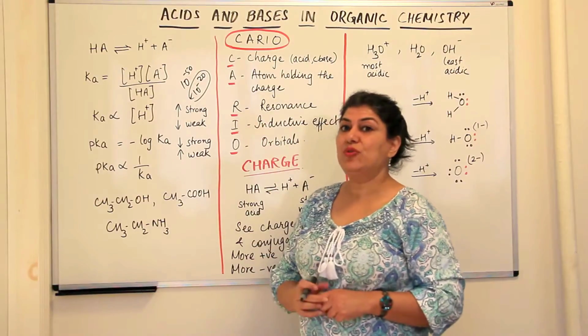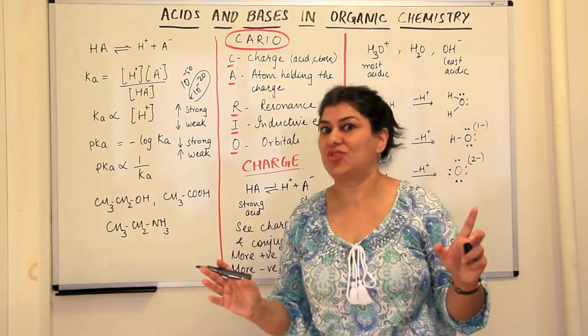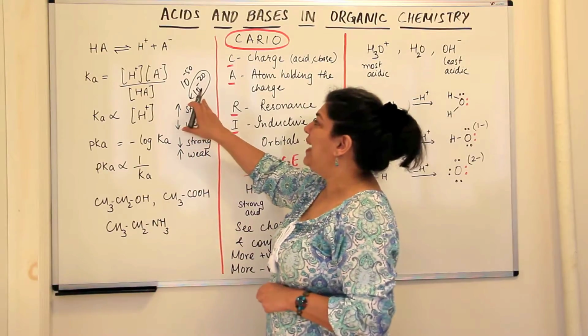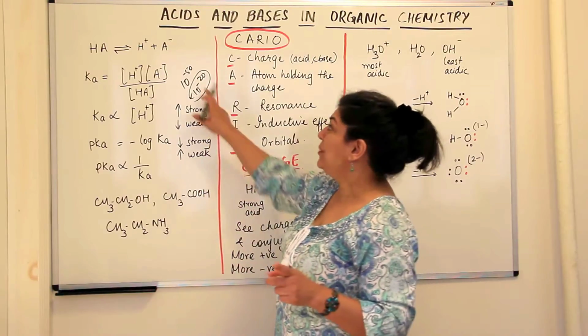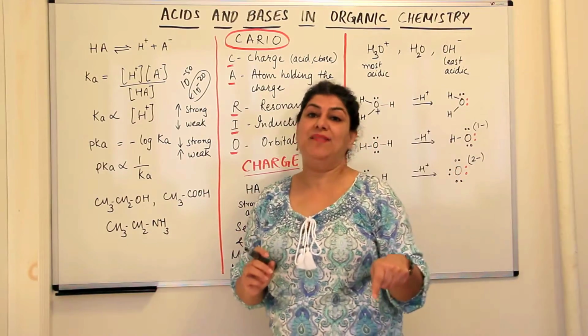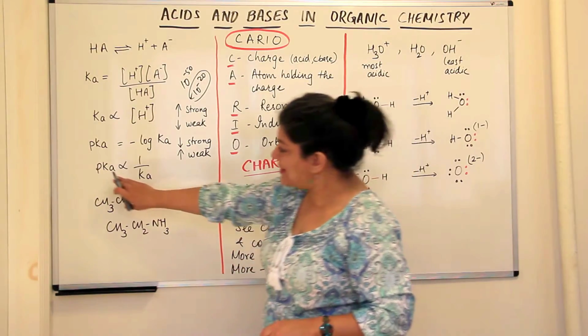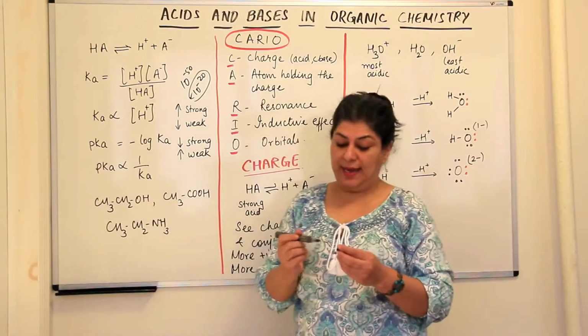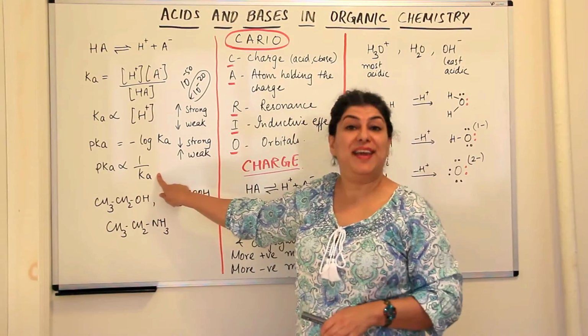But the pKa values of these two would be 50 and 20. So the stronger acid remains the stronger acid. The pKa value of this is smaller, that is 20, and the pKa value of this is 50. So the one which has the smaller pKa value would actually be the stronger acid. So we say that the value of pKa is inversely proportional to the value of Ka.